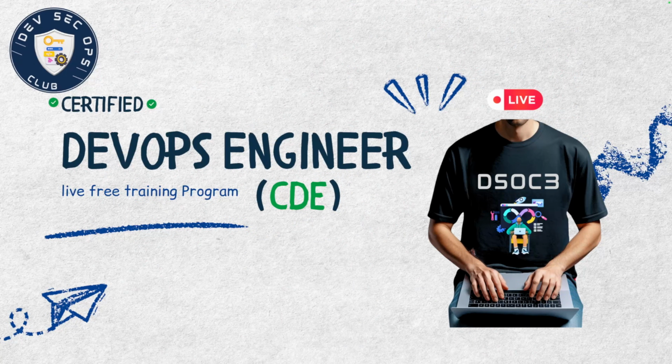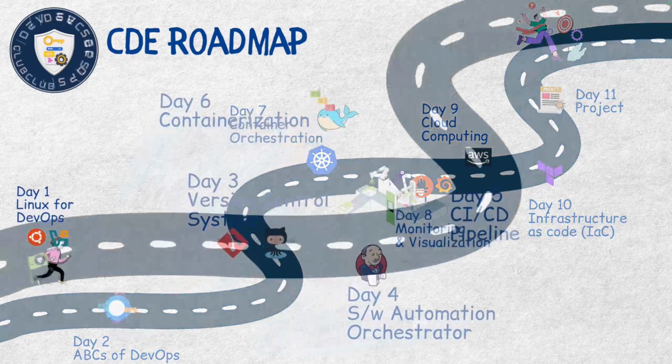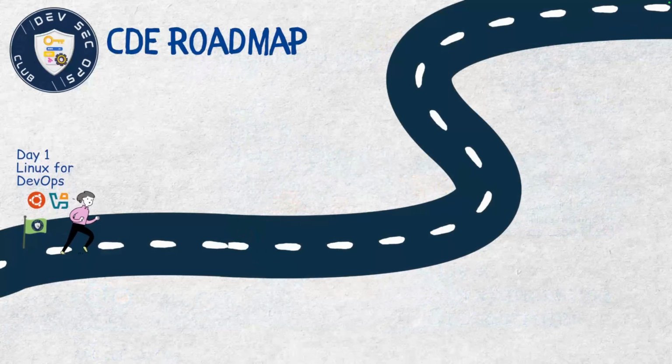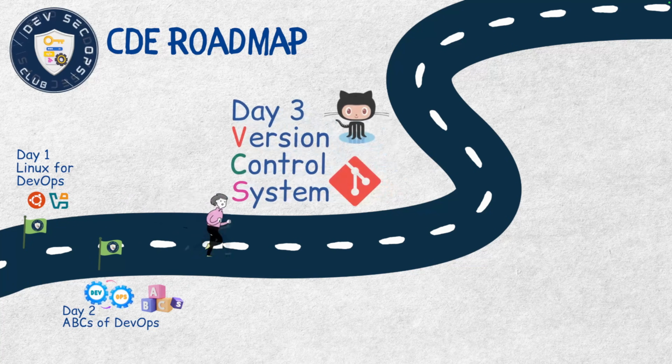We are going through with the Certified DevOps Engineer training program. This is our roadmap, and according to the roadmap, we have completed day one for Linux, day two for ABCs of DevOps. We learned all the fundamentals, right? And in the last session, we started with day three, version control system.